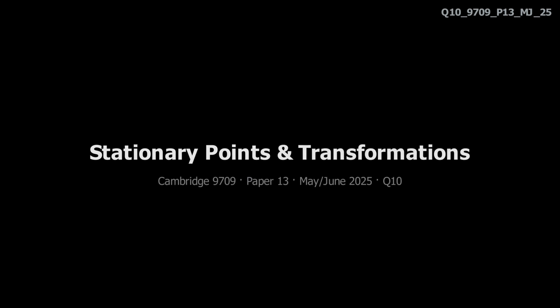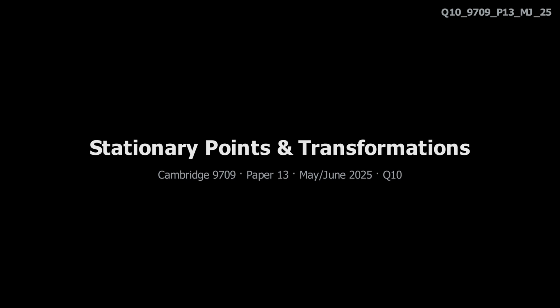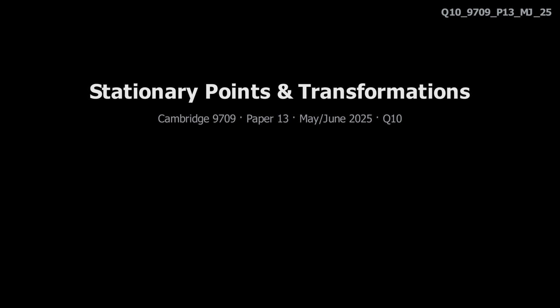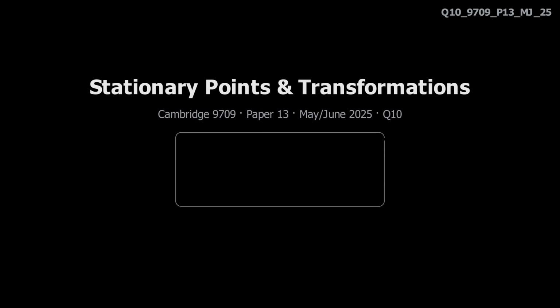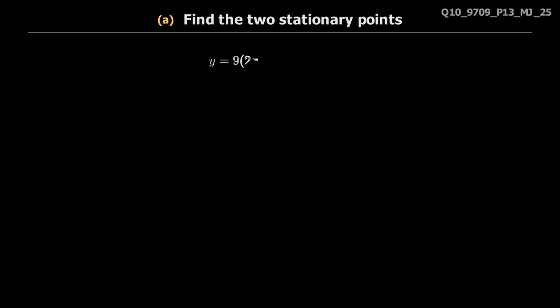Question 10, Paper 13. Stationary points and graph transformations. The curve is y equals 9 over (2x minus 5), plus 2x minus 5. This rational plus linear term has 2 branches. Start from the given equation.